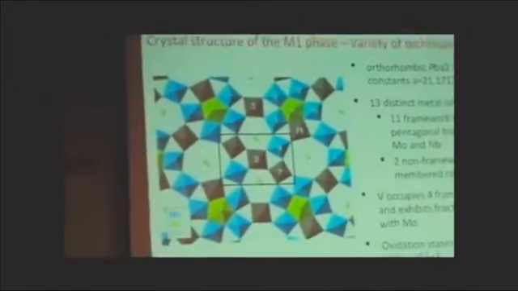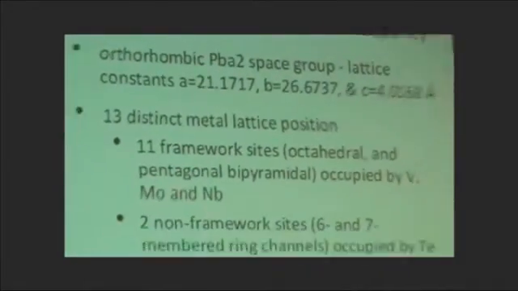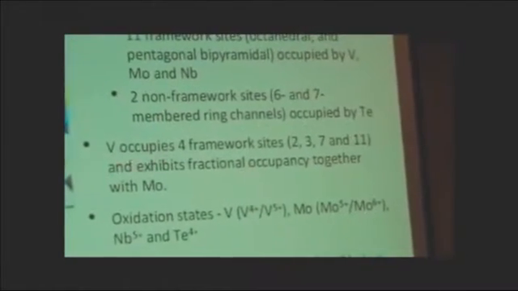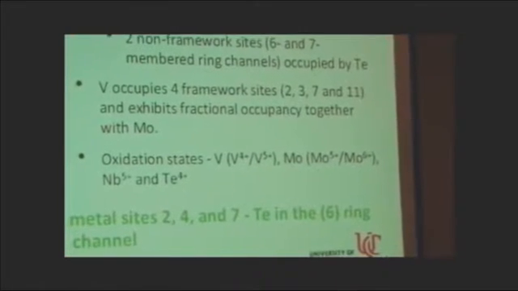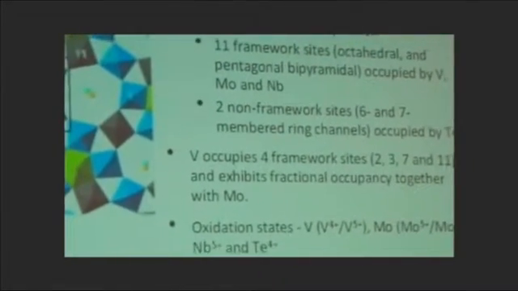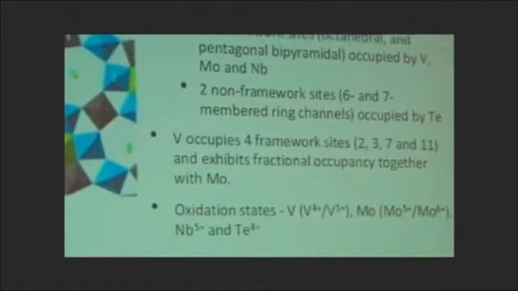The crystal structure of this catalyst has 13 distinct lattice positions, out of which 11 are framework sites, which are mentioned here in this figure with the label number. They are occupied by either vanadium, molybdenum, or niobium. And there are two non-framework sites, which are the hollow channels formed by the 7-member ring here and the 6-member ring here, and they are found to be occupied by tellurium. Of the 11 framework sites, vanadium has been found to occupy 4 framework sites and exhibits a fractional occupancy together with molybdenum. This is one of the complicated problems that exists in the crystal structure of this kind of catalyst. Experiments have also proposed that the oxidation state of vanadium on the surface of the catalyst is either 4+ or 5+, while molybdenum is in the oxidation state of +5 or +6, niobium has +5, and tellurium has a +4 state.